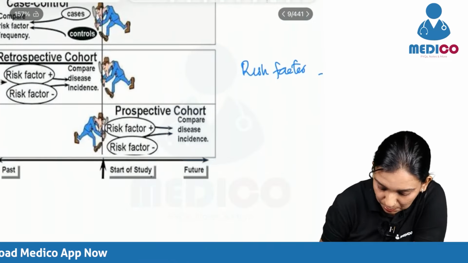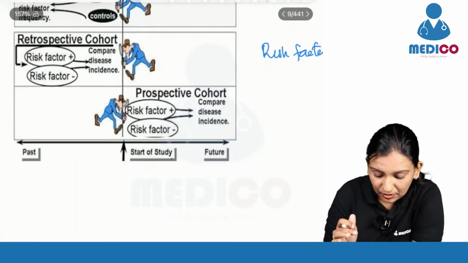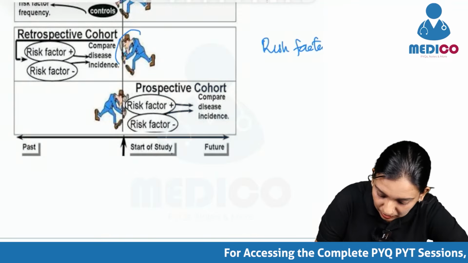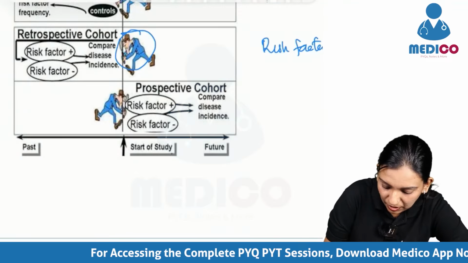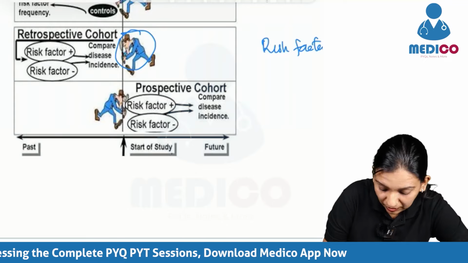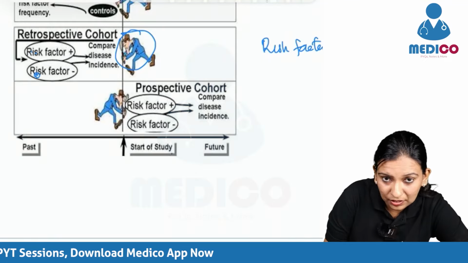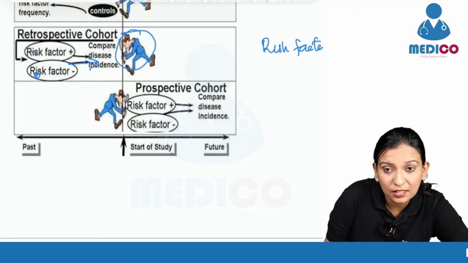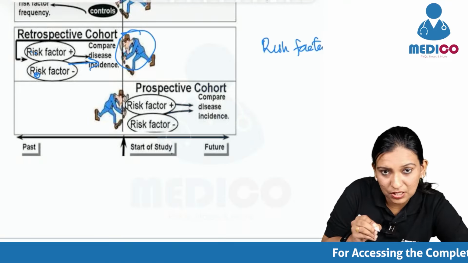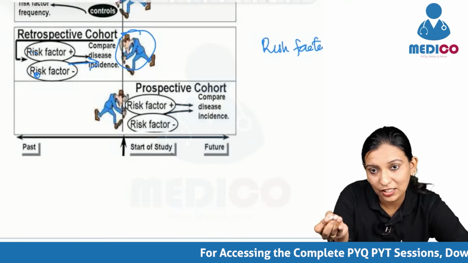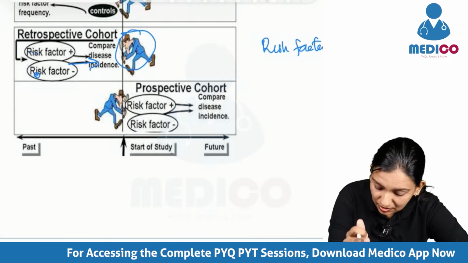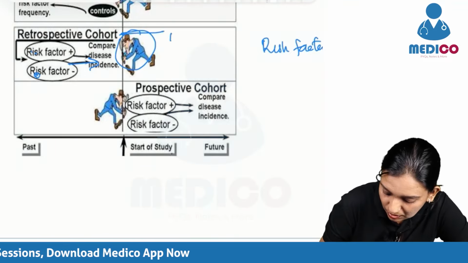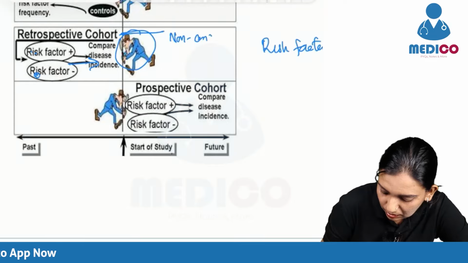So in retrospective studies, see, the risk factor and the outcome have already occurred. You are starting a study here. But then you go back and you look at the risk factor, with two groups: one group with the risk factor, and the other group without the risk factor. And then you look for the disease outcome. The direction is always from risk factor to outcome, but both the risk factor and outcome have already occurred. This type of cohort study is called a retrospective cohort, also known as a non-concurrent cohort.